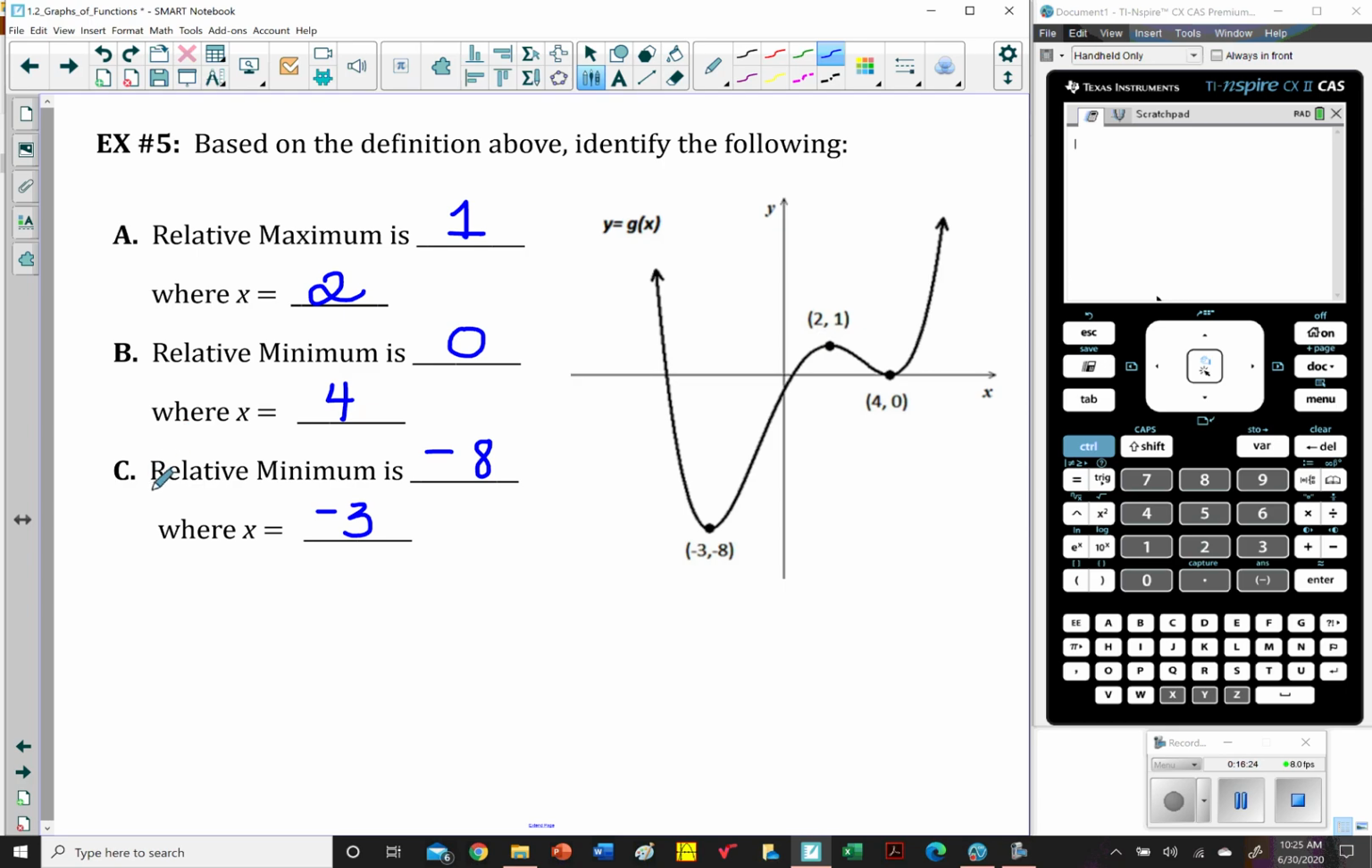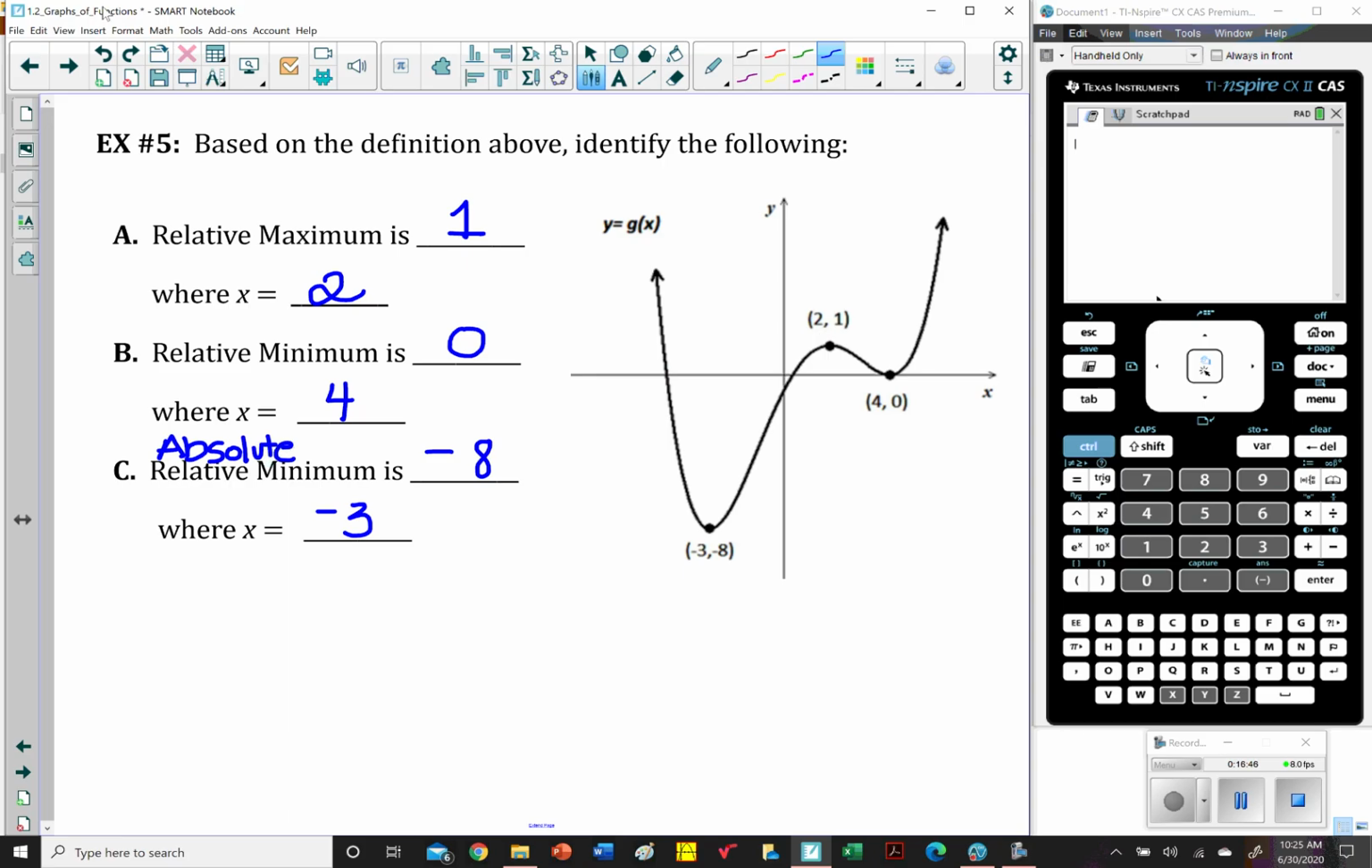We could also rename this as an absolute minimum on this function. It's the lowest value of the entire function. The range goes from -8 to infinity. It's the absolute minimum.